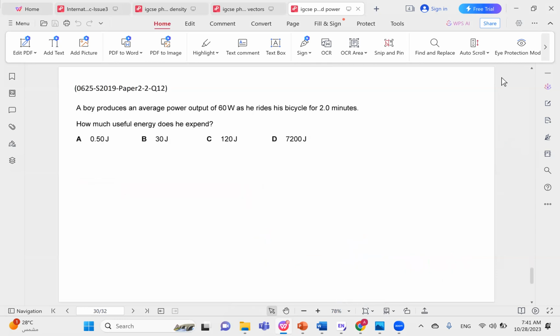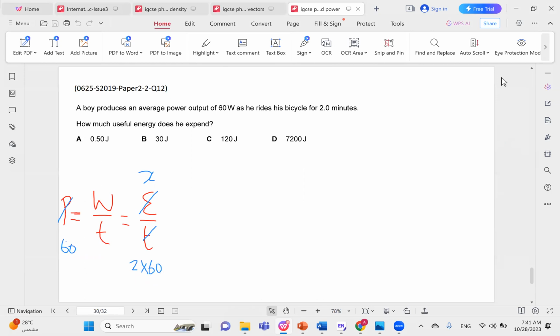A boy produces an average power output of 60 watts as he rides his bicycle for 2 minutes. How much useful energy does he expend? So power equals work over time or energy over time. And we are given that the power here is 60 and energy is the requirement, let's call it X. And the time is 2 minutes, so 2 times 60 to convert it to seconds.